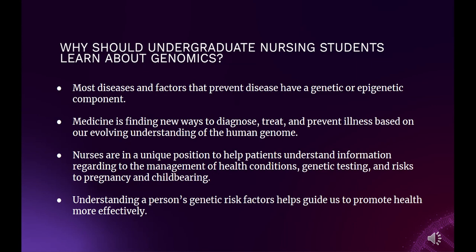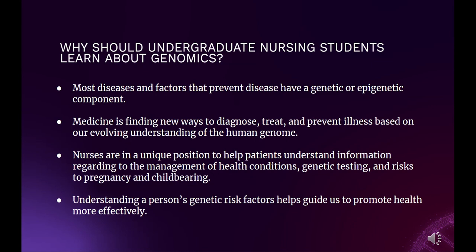Lastly, understanding a person's genetic risk factors helps guide us to promote health more effectively. Now, in Community Health Nursing 422, you will learn that there are levels of prevention. We have primary prevention, which is to mitigate risk factors or help people stay well before they get sick. And genetic testing can help us do that. It can help us identify risk factors and modify the lifestyle.